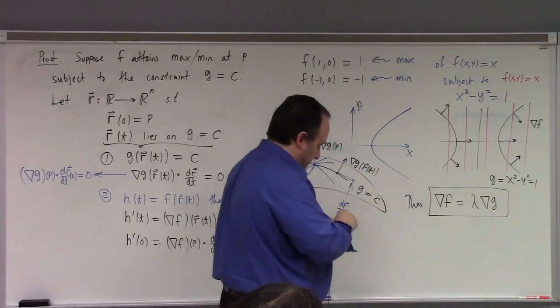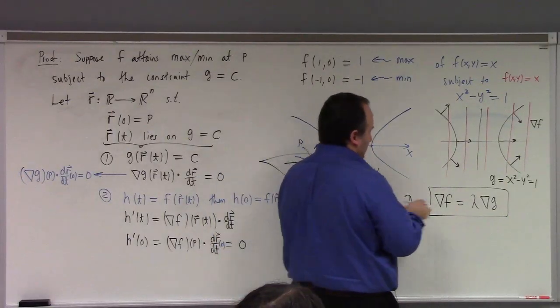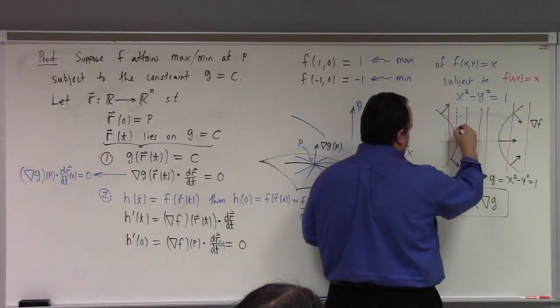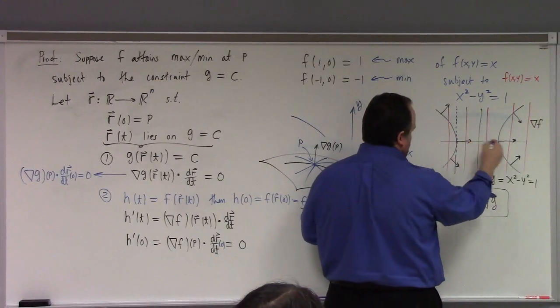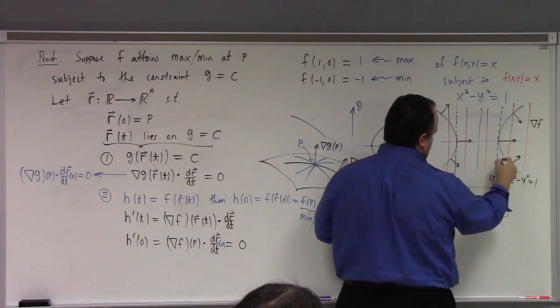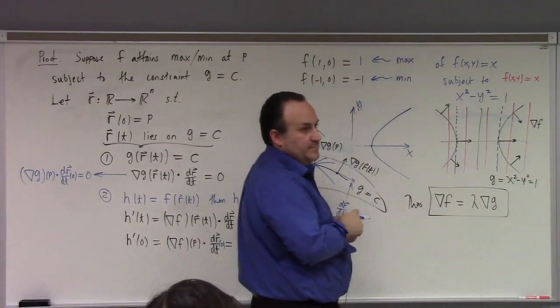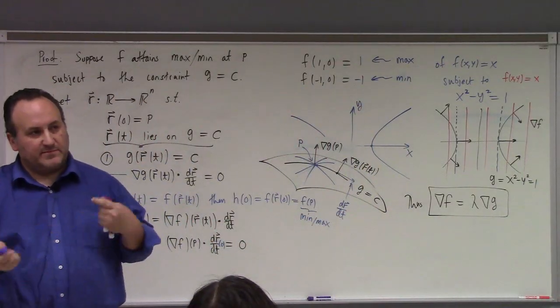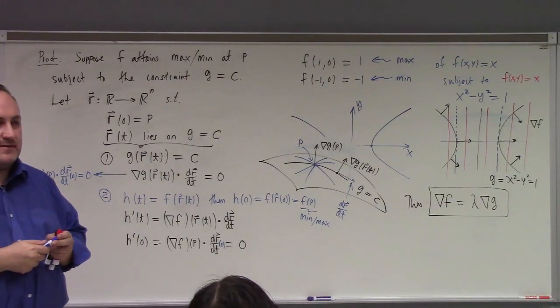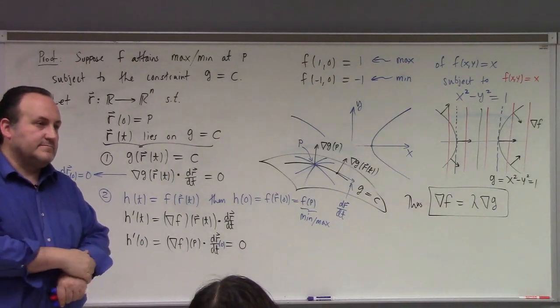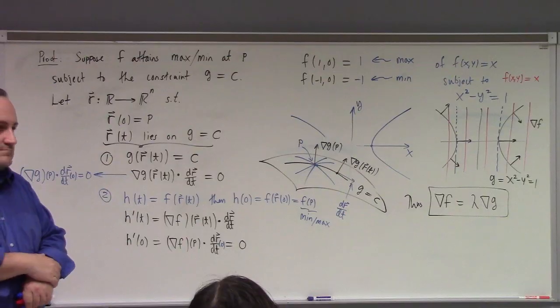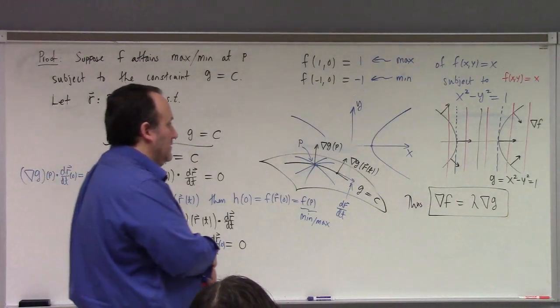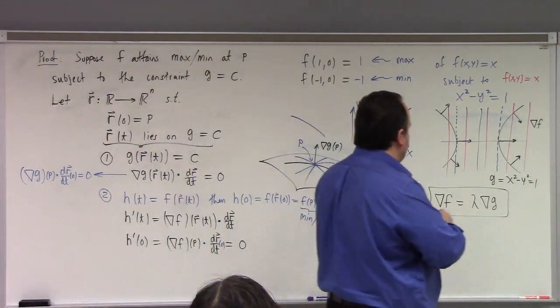Well, two places, right? This point right here, and this point right here. Those are the two places where we have the Lagrange multiplier equation satisfied. That's what we worked out. So, should that arrow be gradient g? Is that gradient f? Yes, it should. Thank you.